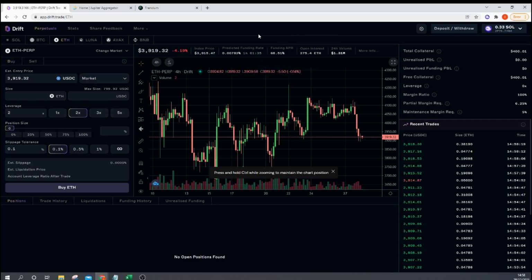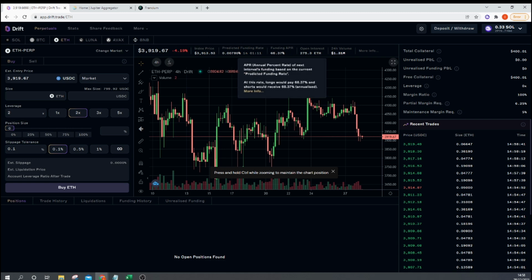If you're not familiar with perpetual futures, essentially they're a derivatives product that allows you to get leveraged exposure to whatever the underlying asset is. So we have Sol Perps, Bitcoin Perps, ETH, Luna, Avalanche, and BNB Perps. And Drift Protocol allows you to deposit stablecoins, use that as collateral, to then go ahead and buy these perpetual futures or sell them if you want to as well.